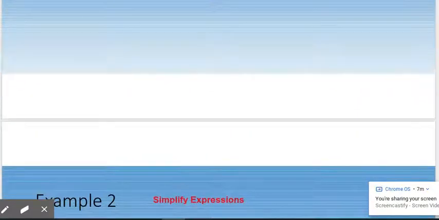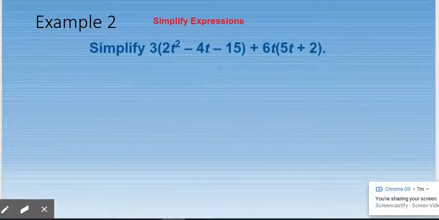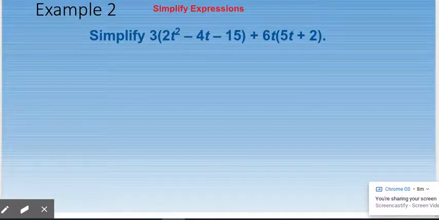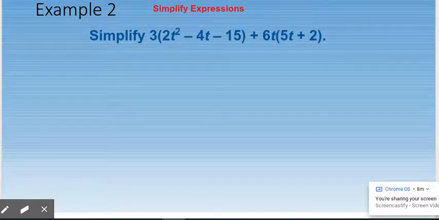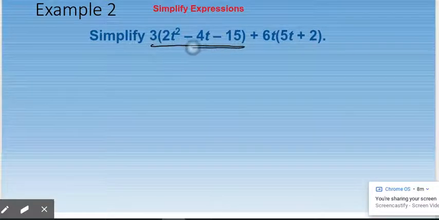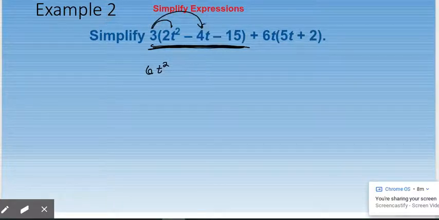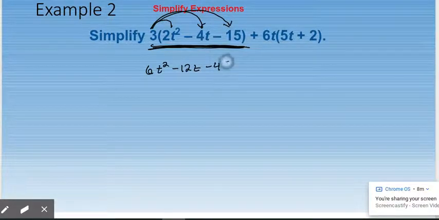Now the next type for review is combining the distributive property with addition, or combining like terms. So first thing you want to take care of is distribute first. So I'm going to distribute this one. This has a 3 in front. So 3 times 2t squared is 6t squared. 3 times negative 4t is negative 12t. And 3 times negative 15 is negative 45.